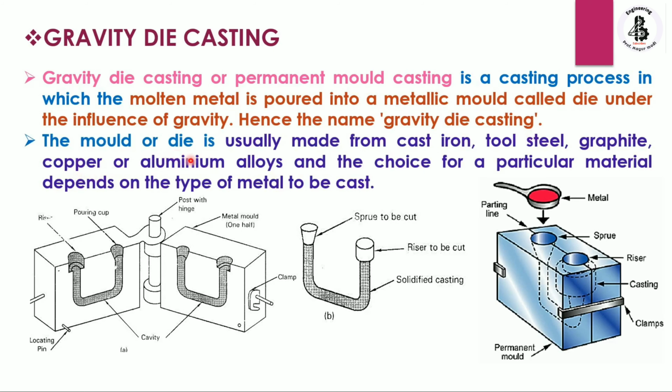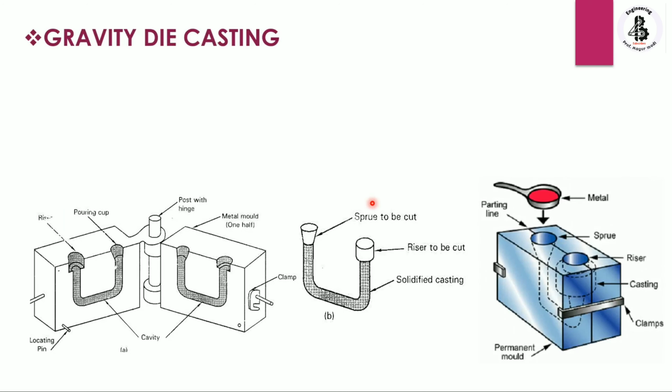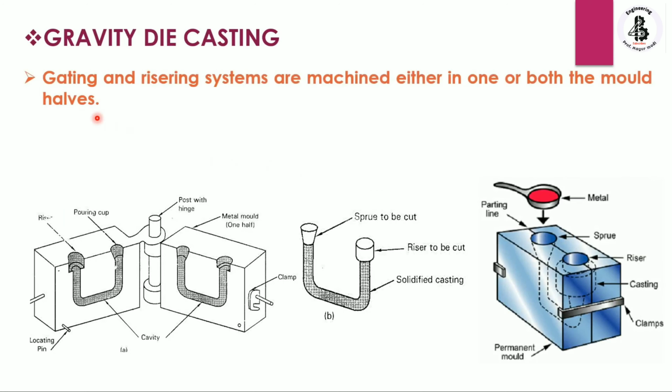The mold, or you can say die, is usually made from cast iron, tool steels, graphite, copper or aluminium alloys, and the choice of the particular material depends upon the type of metal to be cast. Then in the case of die casting, this is the basic setup. The gating and risering systems are machined in either one or both halves. That depends upon the complexity of the shape as well as the size of that particular component.